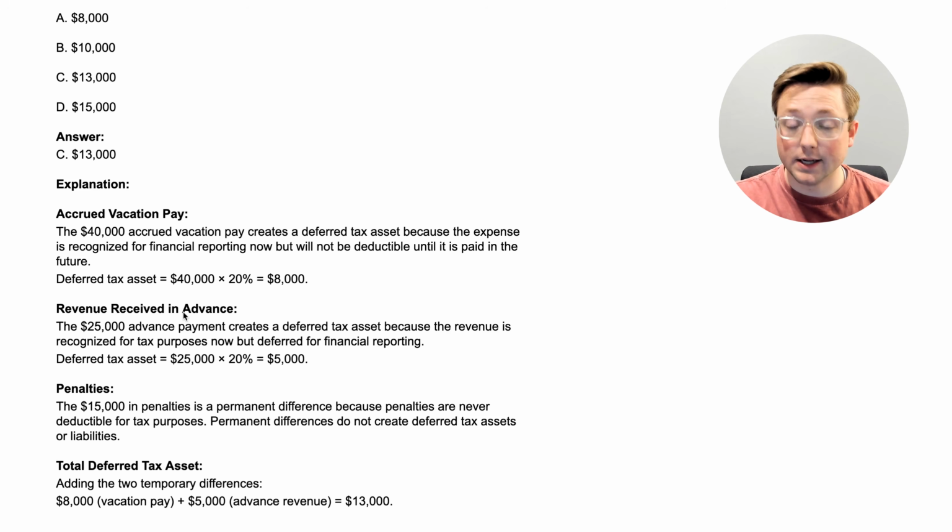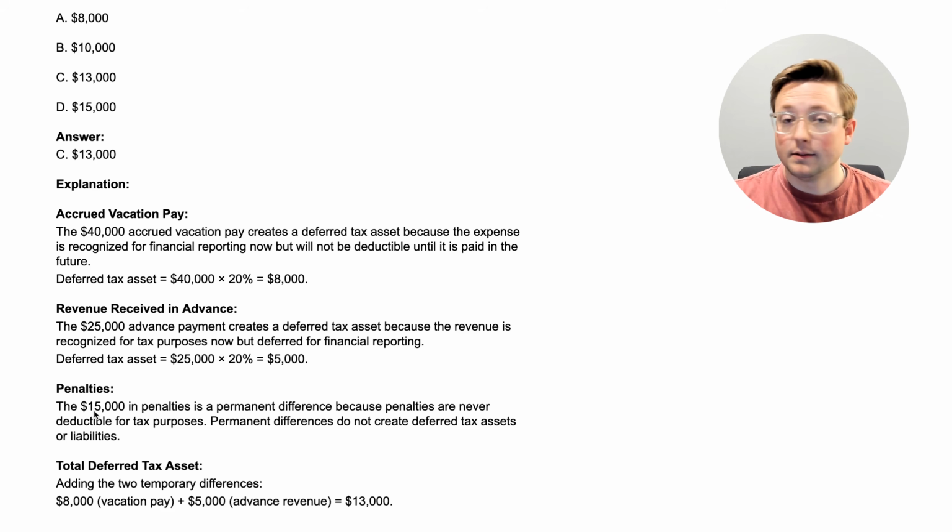Then there's the revenue received in advance. And this is something that you need to know when it comes to taxes. The $25,000 advance payment creates a deferred tax asset because the revenue is recognized for tax purposes now, but deferred for financial reporting. So because we are recognizing $25,000 for taxes now, compared to financial reporting, where it will be recognized later, that is going to create a deferred tax asset because our taxable income is higher by $25,000 now, and in the future, as that reverses, because this is a temporary difference. So deferred tax asset, $25,000 multiplied by 20%, $5,000. So we have 2 deferred tax assets so far.